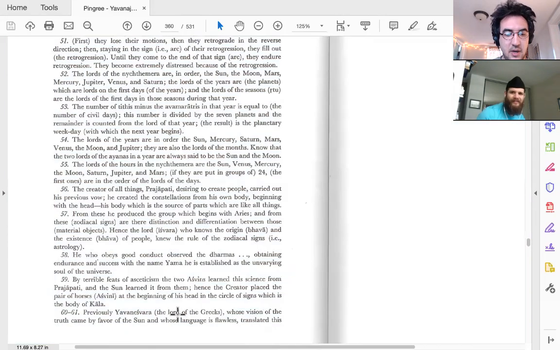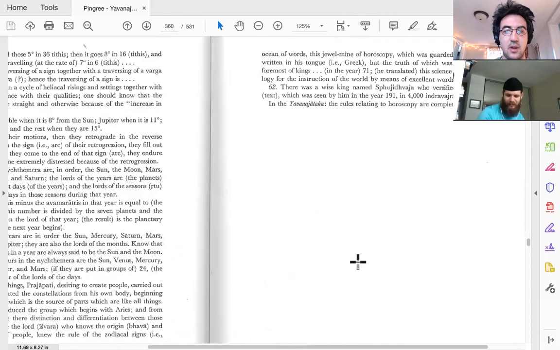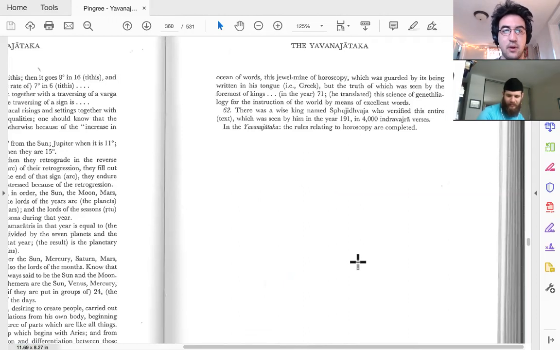But then he talks about how Yavaneshvara, the supposed author, received this information directly from the sun, right? So it's kind of echoing some Vedic mythos, I think. And then Sphujidhvaja, who versified this entire text, was seen by him in the year 191 in 4,000 Indravajra verses. And then in the Yavanajataka, the rules relating to horoscopy are completed. So I guess that's it. And ladies and gentlemen, that's how the classic crumbles.